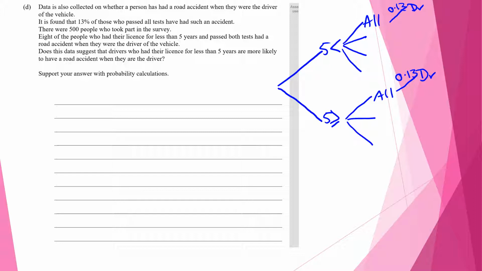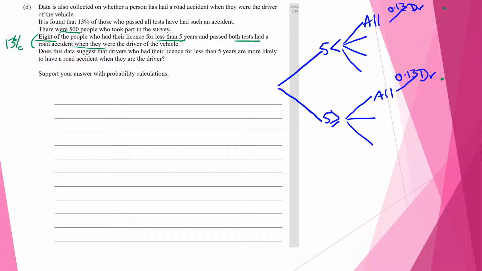Okay, so then we're asked about, there were 500 people who took part in the survey in total, and we know that 8 of them who had their license for less than 5 years passed both tests and had a road accident. So what we're saying is this 13%, does this data suggest that the drivers who had their driver's license for less than 5 years are more likely to have a road accident when they are the driver? So is this 13%, or should we actually have two different percentages for the two different situations, greater than 5 years or 5 years or less? So we need to figure this out by analysing what we've got.